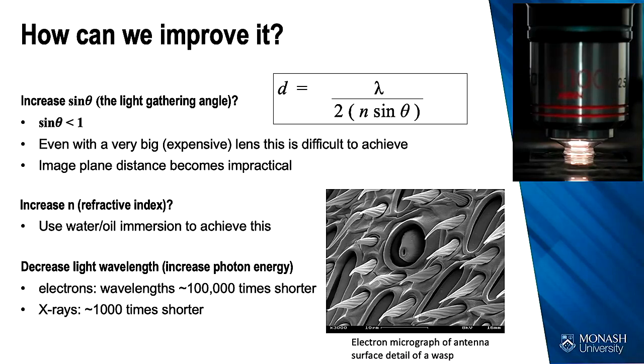Essentially, it becomes too expensive, and also there's actually a fundamental limit. So you can push that only so far. So what else can we do? Increase N, increase the refractive index. And this is what we do.